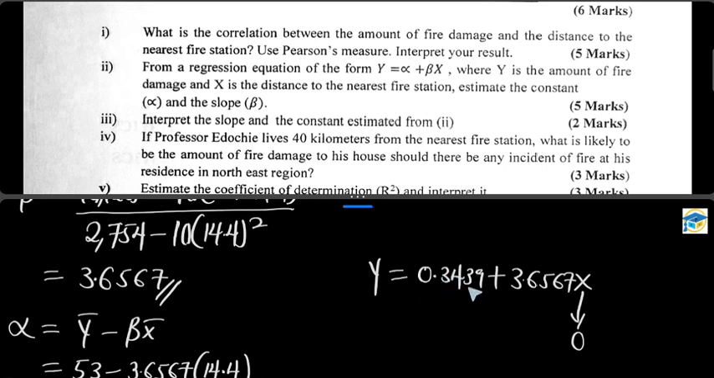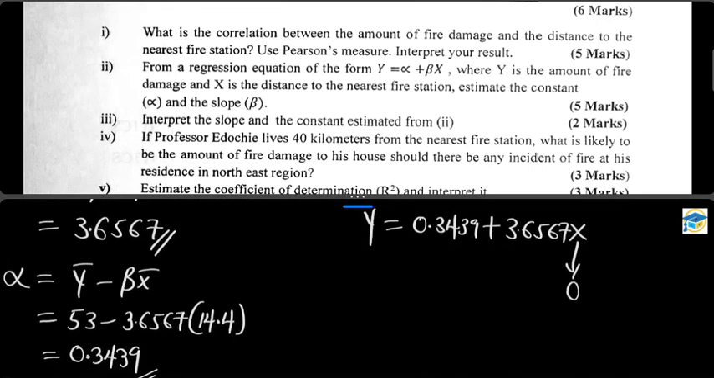So it is the value at which the distance to the fire station is equal to 0. From the residence to the nearest fire station is 0. So that is the interpretation behind it. And when it comes to the slope, which is 3.6567, it is actually the gradient of this regression equation. This 3.6567 represents the slope of the equation.